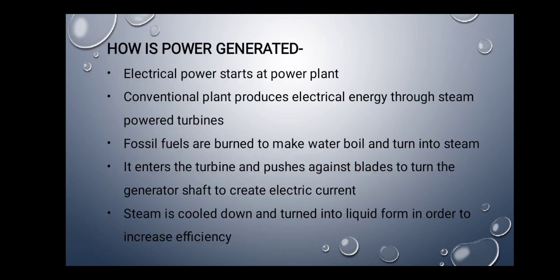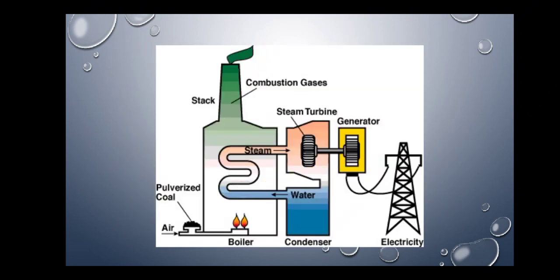So, basically, how is power generated? Power is generated at an electric power plant. Conventional plants produce electric energy through steam power turbines. Fossil fuels are burned to make water boil and turn into steam. It enters the turbine and pushes against blades to turn the generator shaft to create electric current. Steam is cooled down and turned into liquid in order to increase efficiency.